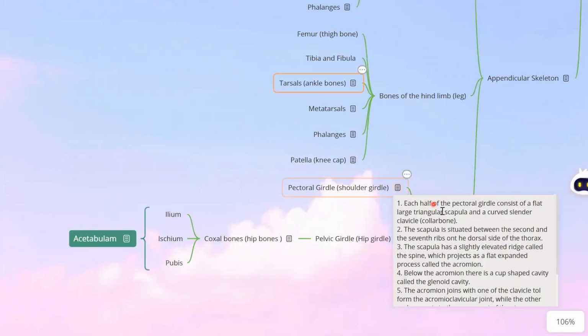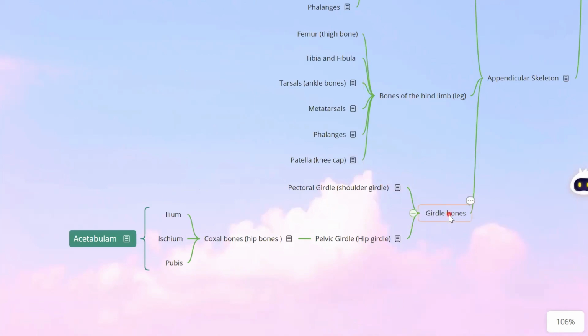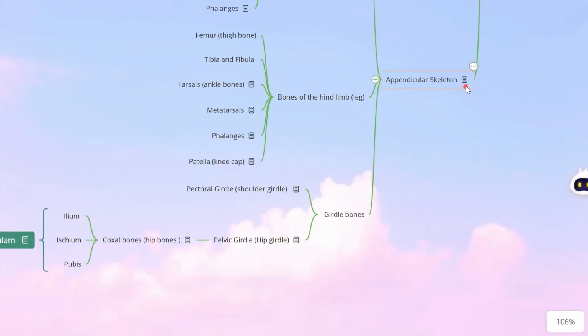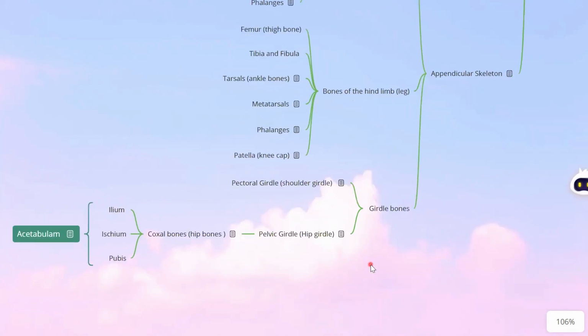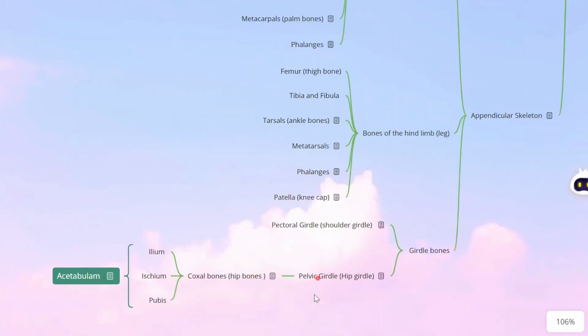Now we have the girdle bones. Girdle bones are of 2 girdles, that is the pectoral girdle and the pelvic girdle. Pectoral girdle means shoulder girdle, and pelvic girdle means hip girdle.